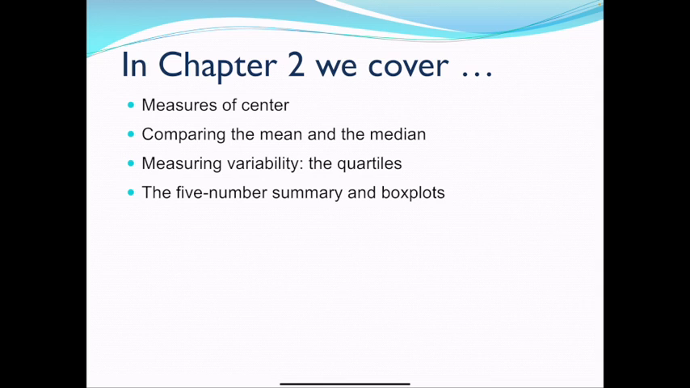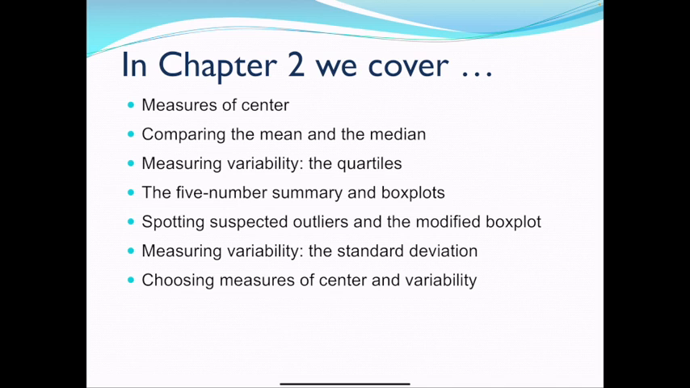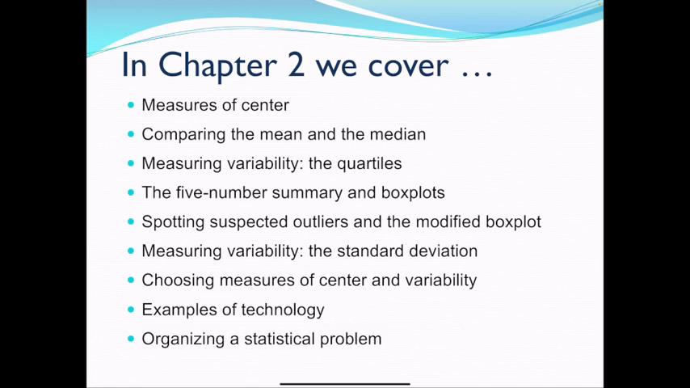We're going to use those quartiles along with the min and the maximum to create a 5-number summary, which we can express using a box plot, so another type of graph for quantitative data. We're going to learn how to spot outliers and use a modified box plot to eliminate or kind of ignore the outliers a little bit more. We're going to practice measuring variability by calculating the standard deviation. I'm going to show you how to do this by hand, but then after that, you can use statistical software. We're going to talk about choosing measures of center and variability, go over some examples of technology, and lastly, organize a statistical problem.